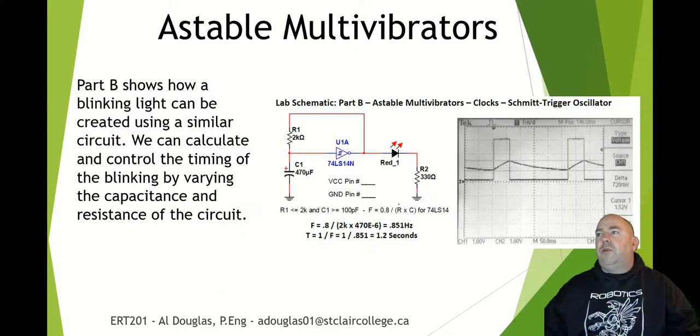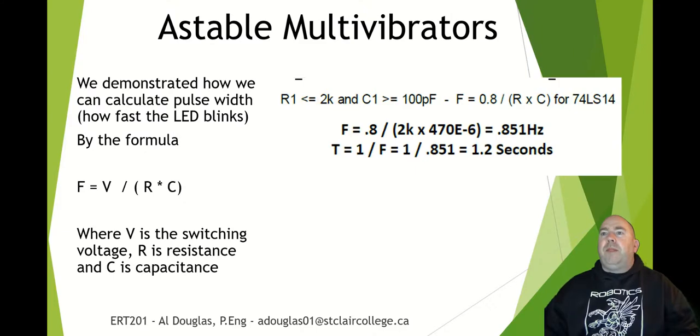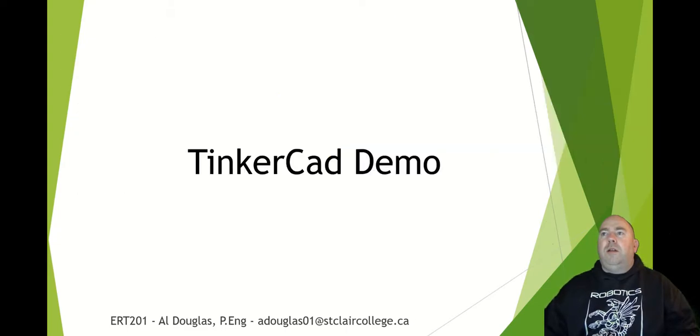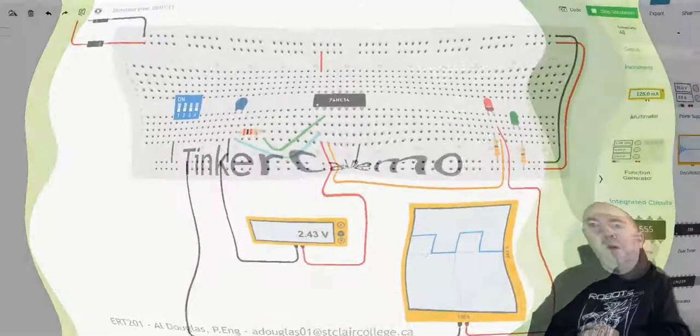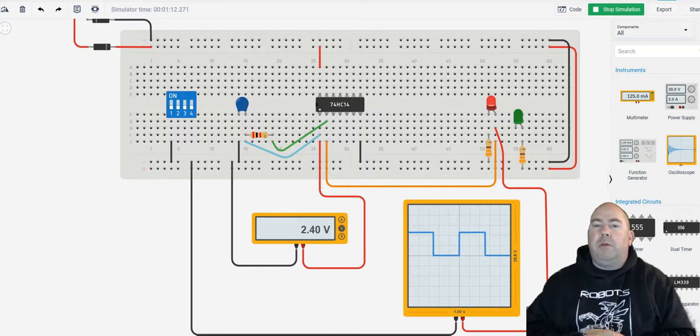Okay, so that is shown here. So we are going to demonstrate this one as well. We will use this one for several things in our lab. That is shown here, demonstrated in TinkerCad. Okay, this is part B of the lab. So this is the astable multivibrator.